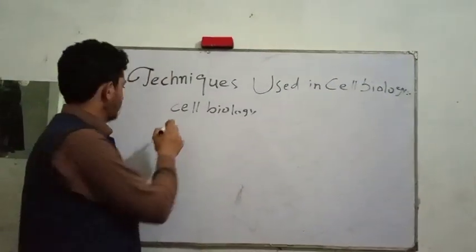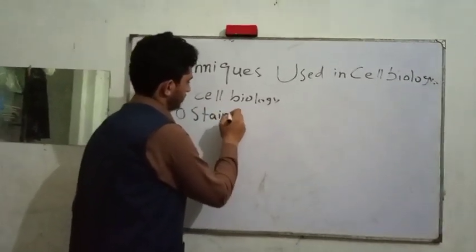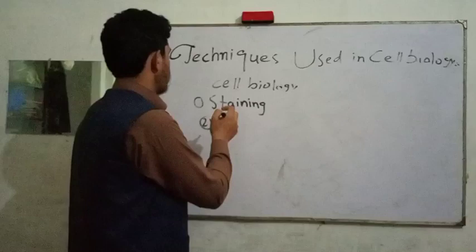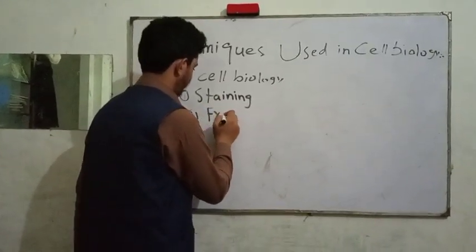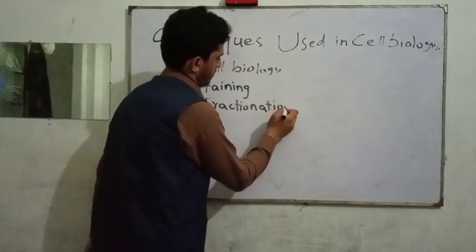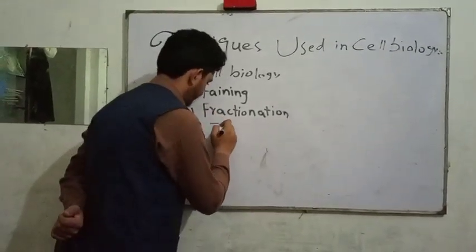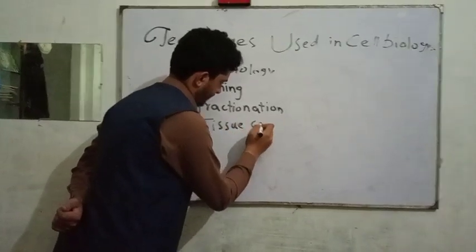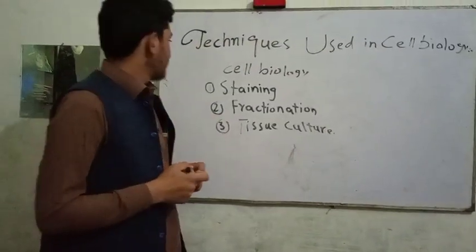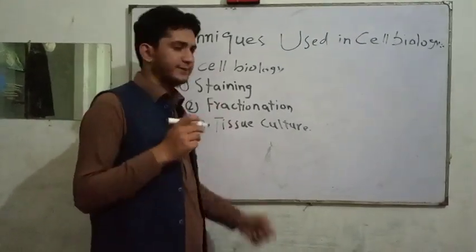We will discuss three main techniques. The first one is staining. The second one is fractionation. The third one is tissue culture. We will discuss these three main techniques used in cytology. The first one is staining.